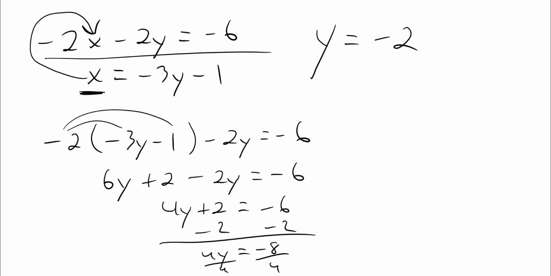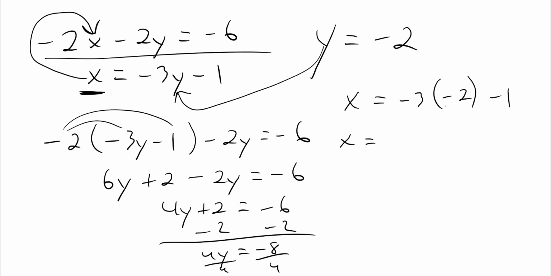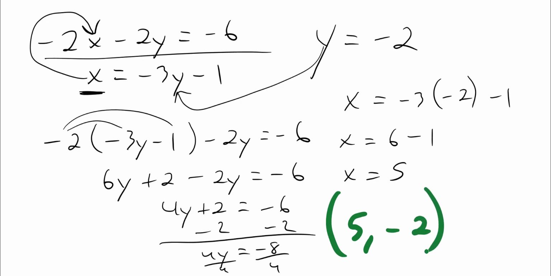Okay, and then how do you find x? Plug it right into there. So x equals negative 3y, which is negative 3 times negative 2 minus 1. So x equals negative 3 times negative 2 is positive 6. So x equals 5. Cool. So your solution to this one is 5, negative 2. Okay, so if I graph these two equations, that would be where the two lines would intersect at 5, negative 2. Okay, remember, when they intersect, that means it's a solution to both of the equations or both of the lines.